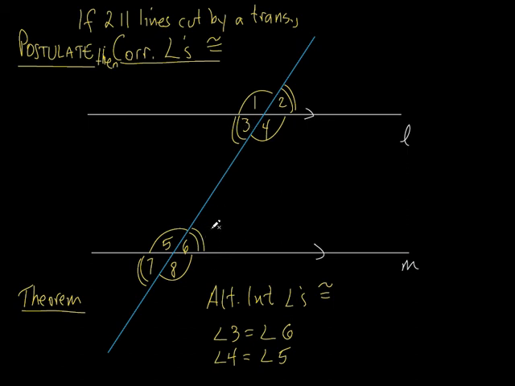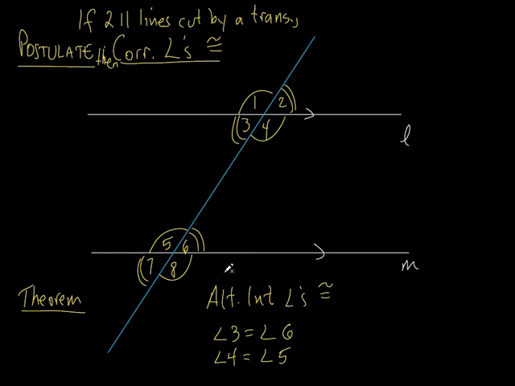3 and 6 are alternate interior angles, so they must be equal to each other. Does that make sense? So we kind of proved it, and that's what you do with theorems. On theorems, you actually can prove it. You can come up with a theorem on your own. A postulate, you just kind of have to be told that. But a theorem, you come up with it on your own, and you prove it yourself. So that's the difference between a theorem and a postulate.